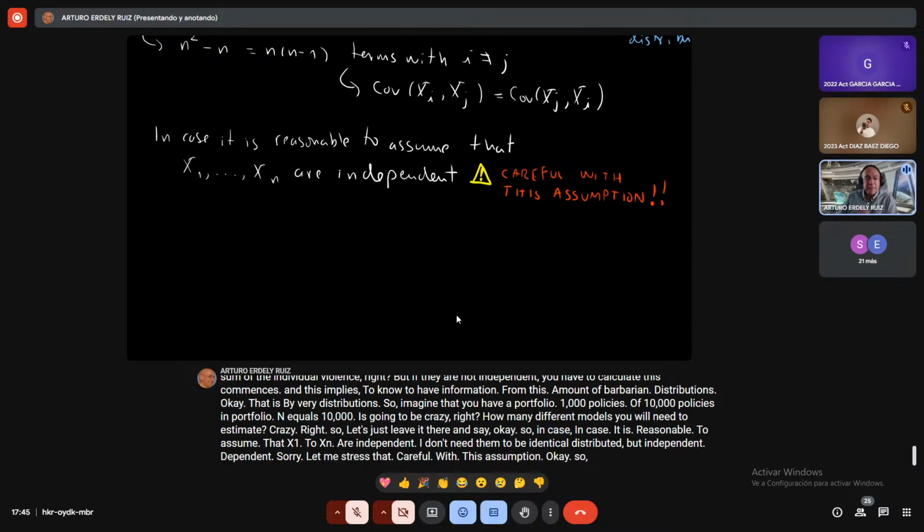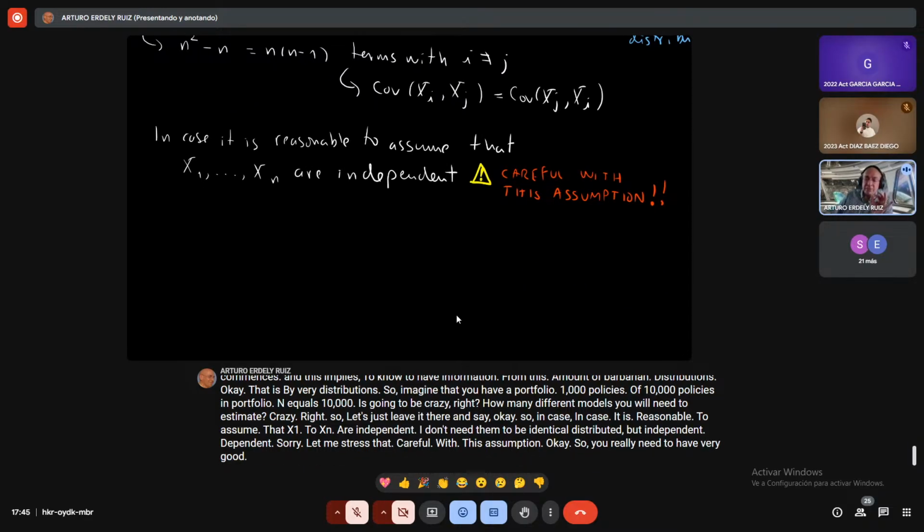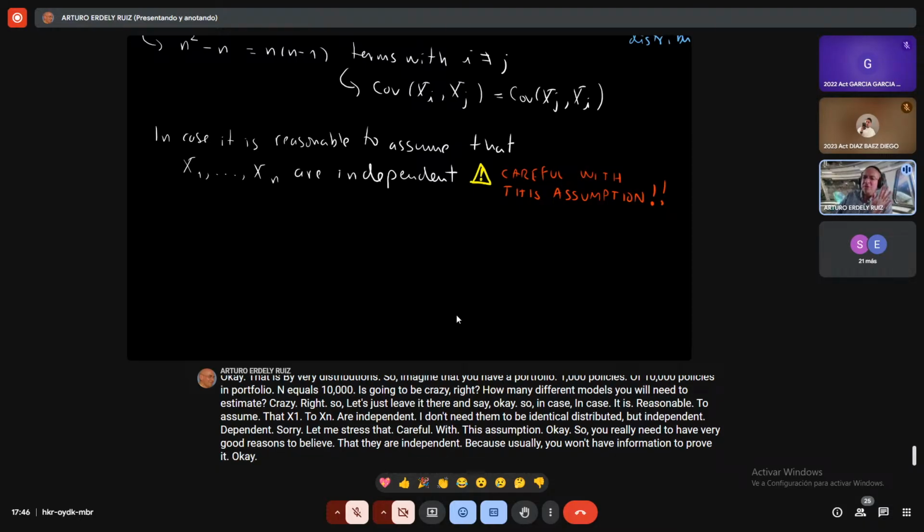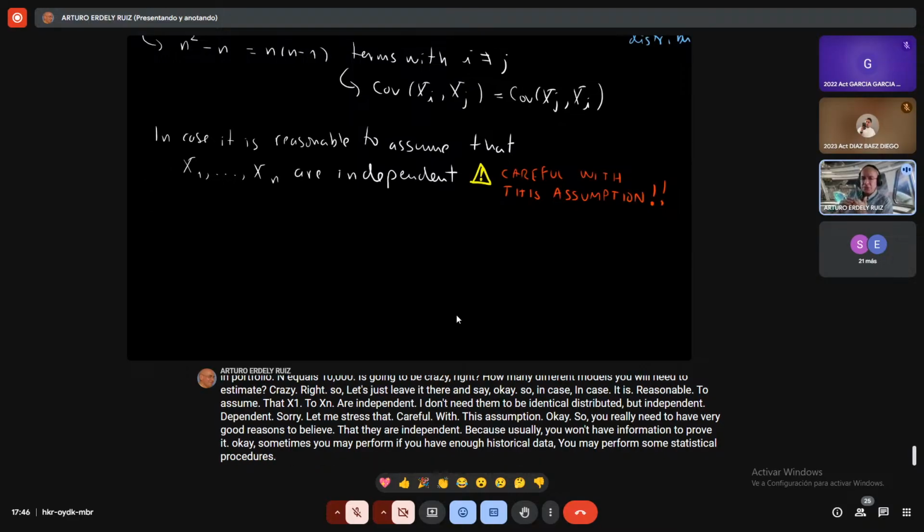So you really need to have very good reasons to believe that they are independent, because usually you won't have information to prove it. Okay? Sometimes, if you have enough historical data, you may perform some statistical procedures to check if the independence assumption is reasonable or not. But it's usually a difficult task, okay?